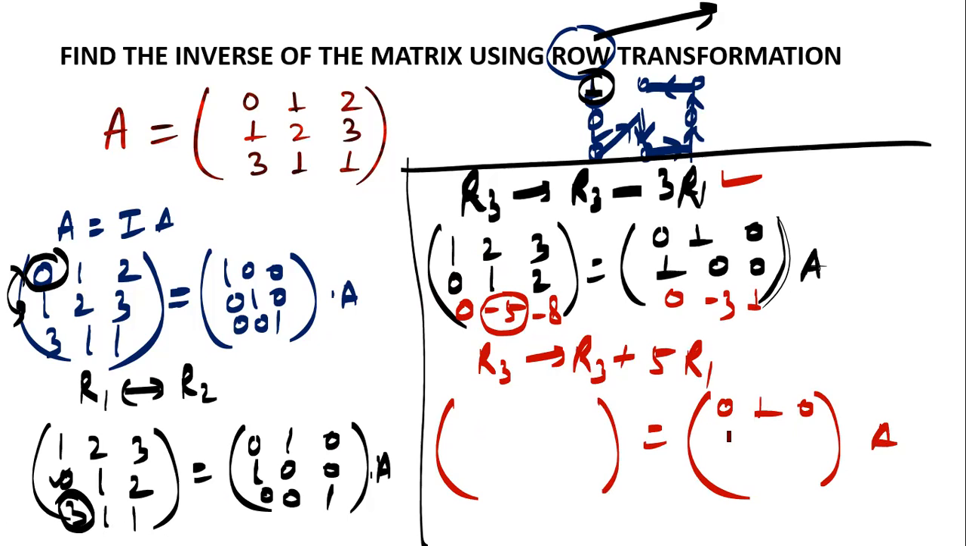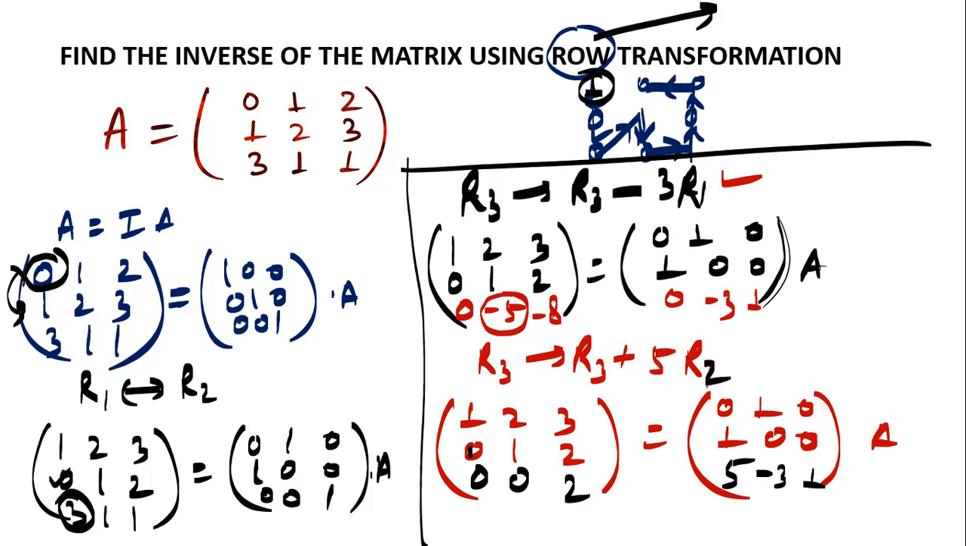0, 1, 0, 1, 0, 0, 1, 2, 3, 0, 1, 2. I have to make the change only in R3. R3 plus 5R1. Not R1, R2. R3 plus 5R1, 0. This 0. 3 plus 5, 10 minus 8 plus 10 will be 2. R3 plus 5R1, R2. R3 plus 5, that it will become 5 minus 3 and 1.